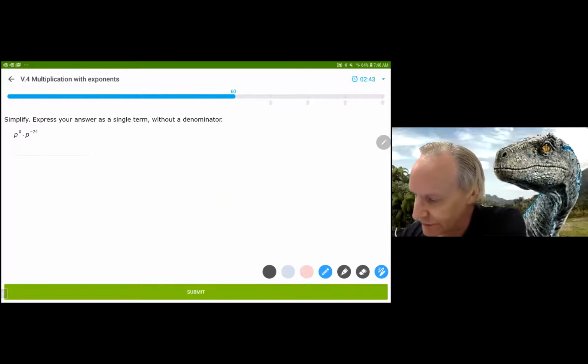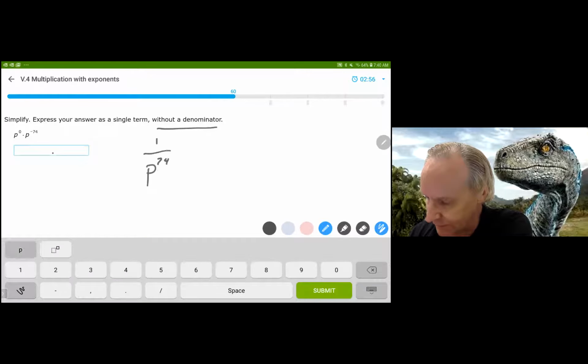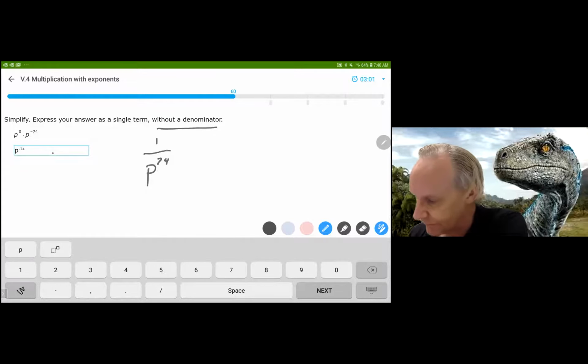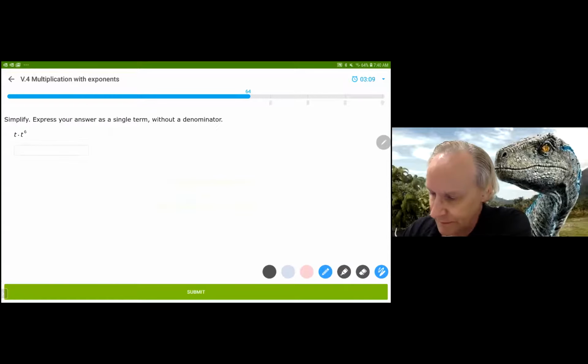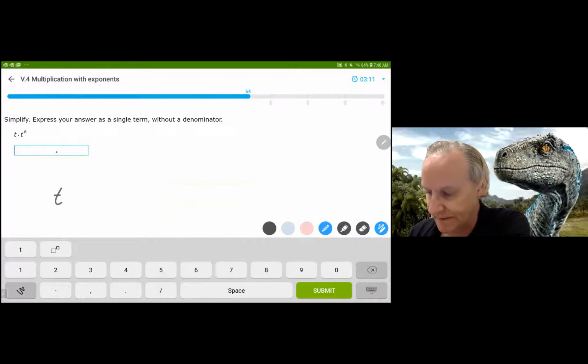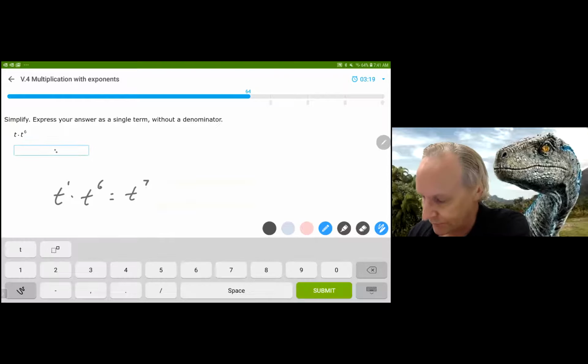Okay, express your answer without a denominator. So we know that this is actually p to the 74th, and it's in the denominator, but we're supposed to keep it in the numerator, I believe. So p raised to the negative 74, nothing changes. Yeah, without a denominator, there it is. Okay. And t to the 7th. Keep in mind that that t is really t to the 1st power, which of course gives us 7 t's multiplied together. Hopefully that makes sense to you.